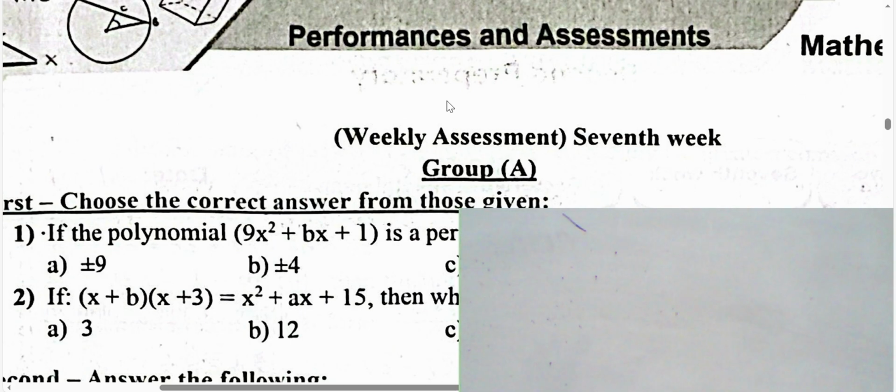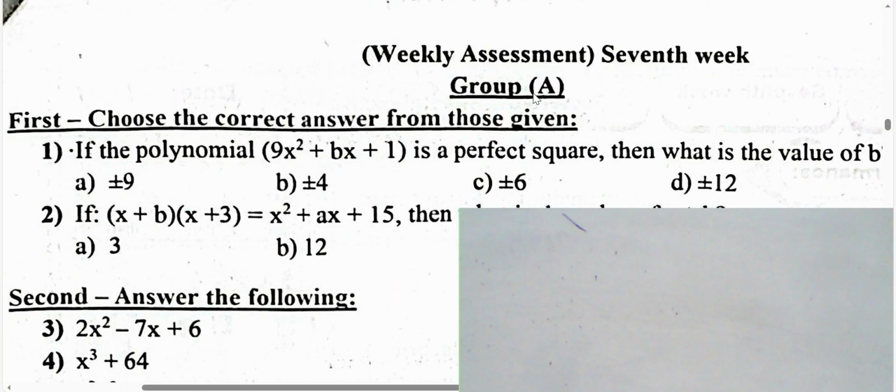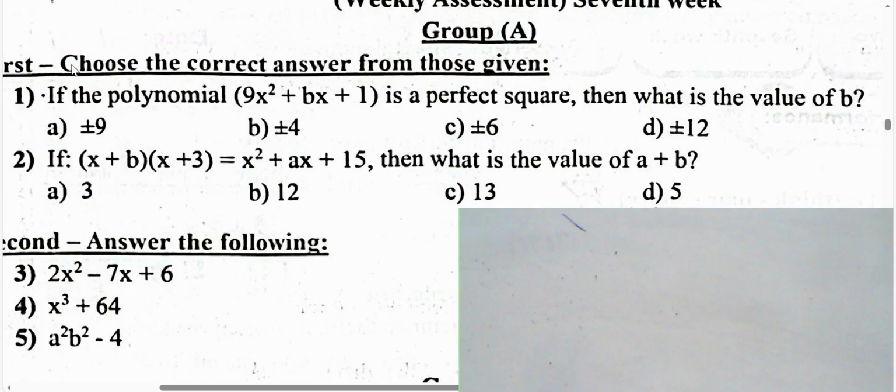Prep 2. Today we'll solve permissions and assessments, weekly assessment, 7th week, number 7. First question here, choose the correct answer. Number 1, if the polynomial 9x² + bx + 1 is a perfect square, then what is the value of b?